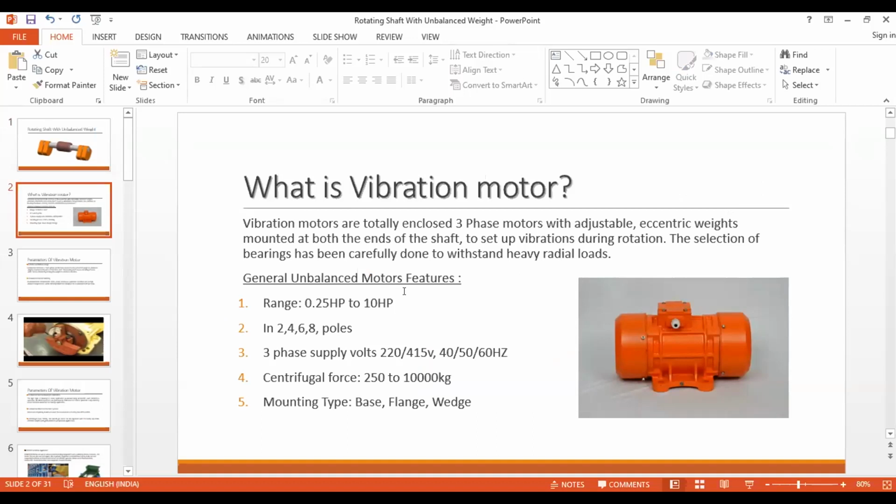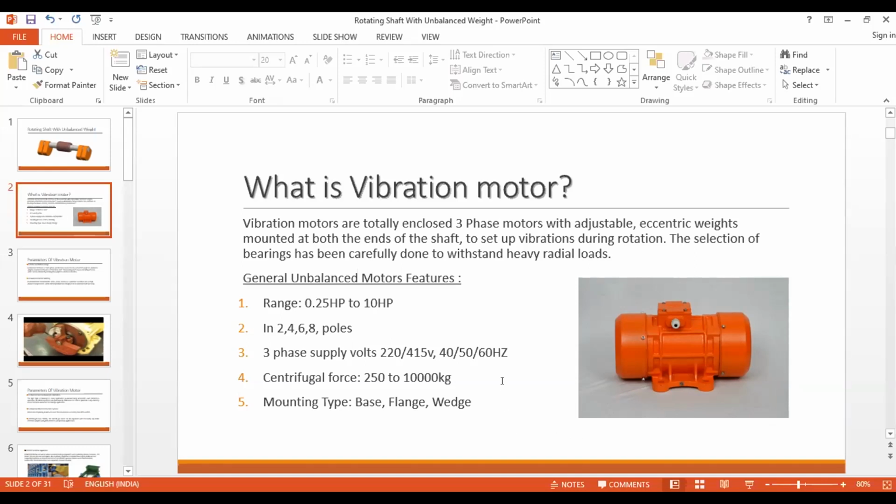These are the general specifications of motors ranging from 0.25 HP to 10 HP, and they come with 2, 4, 6, 8 poles. You can just go through it, because the most important factor in the vibration motor is the mounting type, that is base, flange, and wedge. For this project, I am using only the base mounting type, which is shown in this image in orange color.